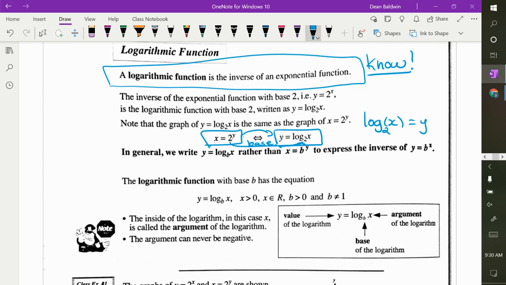Okay, so this is the key. The base of the exponential form, this is called exponential form because it's written with an exponent, the base of that becomes the base of your log. It's log subscript, or we would say base 2 of x. Okay, and part of today is learning how to convert back and forth between these.